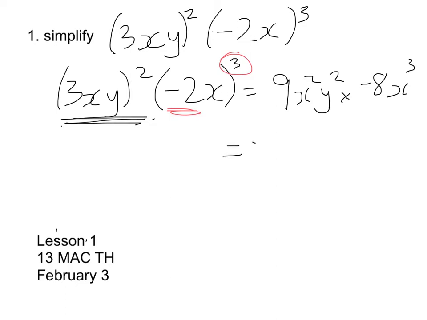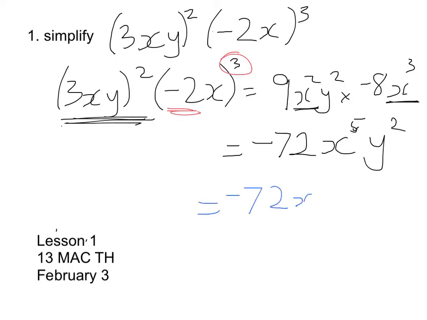Right, next step, multiply the numerical coefficients together. X squared times x cubed is x to the power of 5 times y squared. Okay, so writing that out again is negative 72 x to the 5 y squared. Right, next slide.